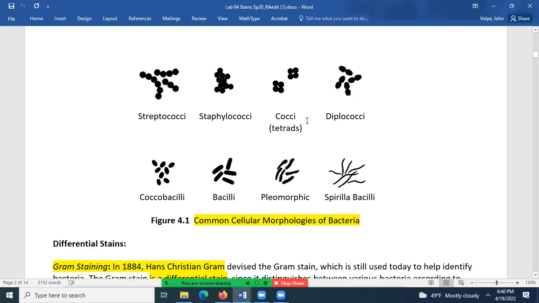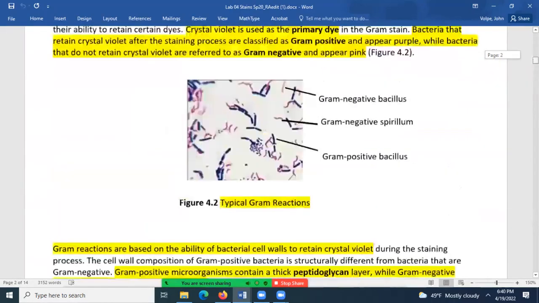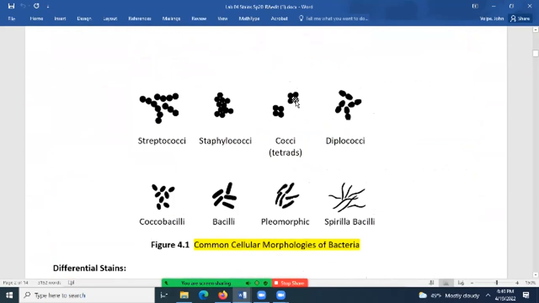You can also have tetrads of cocci, and you can have sarcinia. You have sarcinia of cocci, and that's 8 cells hooked together, so 2 tetrads stuck together. And then you can have diplococci, 2 cocci hooked together. You can have diplobacilli and streptobacilli. You do not have staphylobacilli, and you do not have tetrads of bacilli. Any question about any of that?